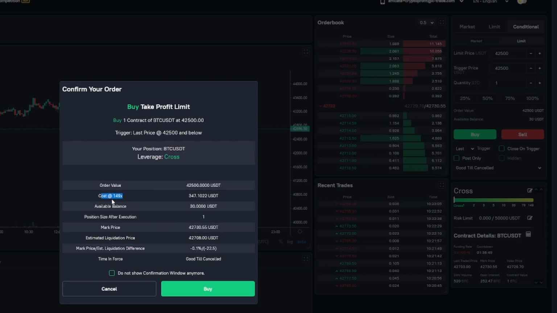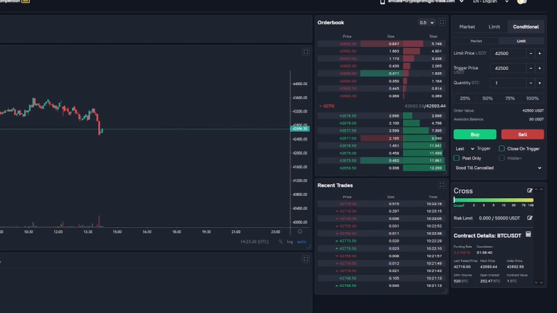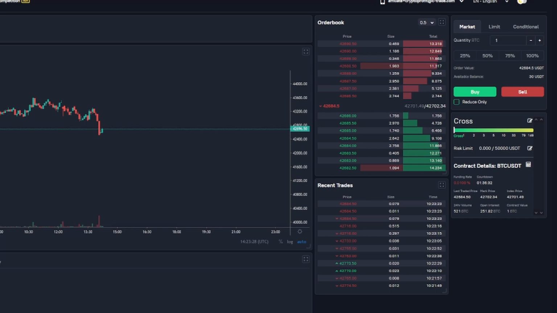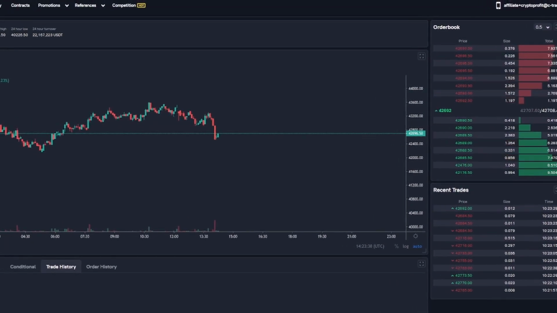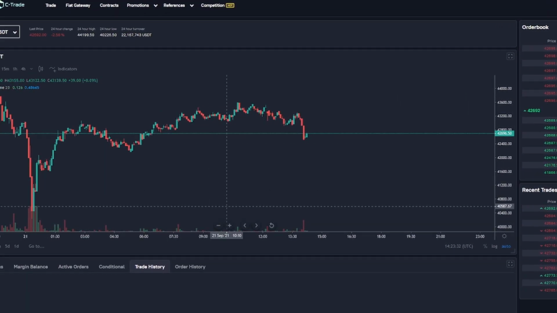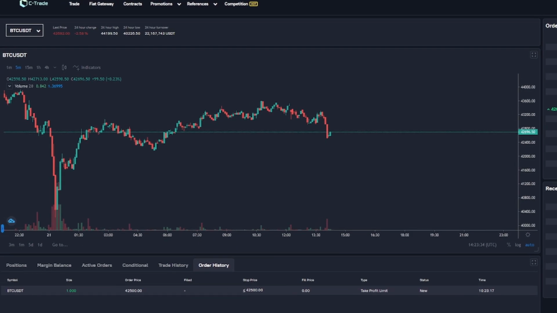Cost at 149x. I guess we do have 149x on the leverage side of things right now. So let's just go and buy that real quick. So I bought one contract at that 42,500, and you're going to be able to see exactly what comes up here. If we actually go to the order history, the order history is going to show, okay, we bought one size at 42.5, and we had a fill price.